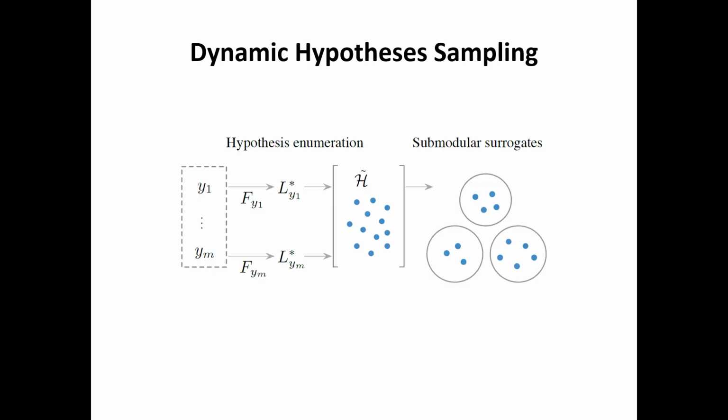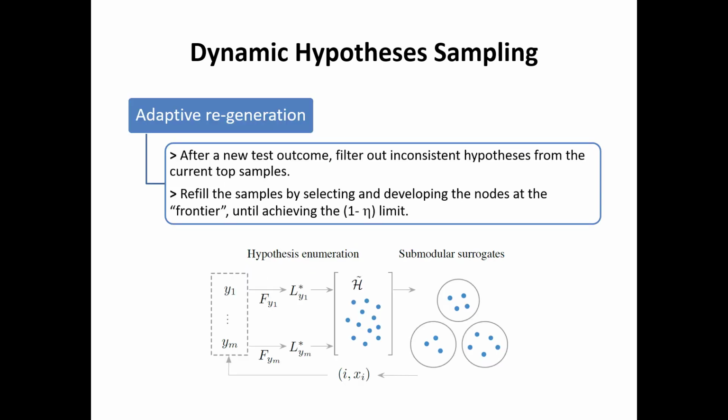Then we can apply, for example, EC2 or uncertainty sampling or information gain on this limited hypothesis space to choose the next test. When the next test is selected, we can perform this test and we observe the outcome, and according to the outcome we eliminate a subset of hypotheses from this space which are inconsistent with the outcome of the test.